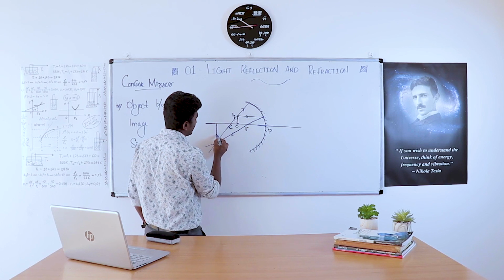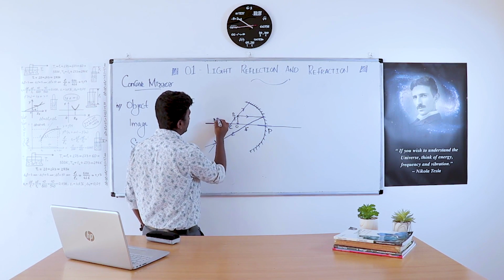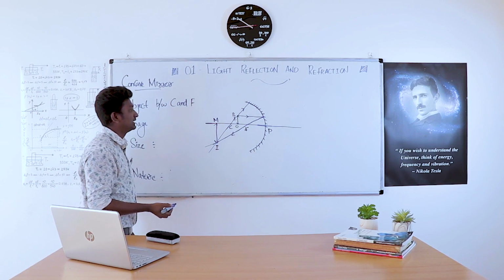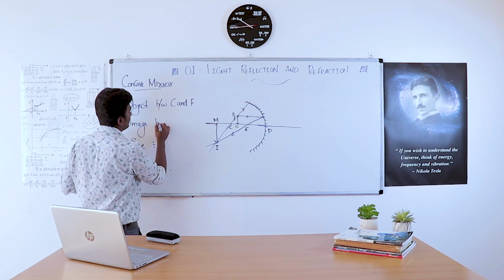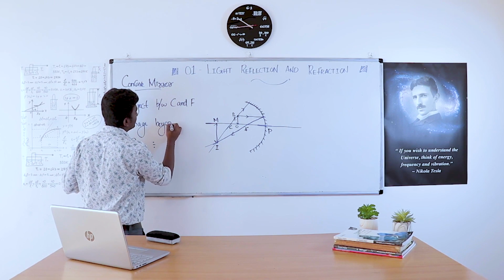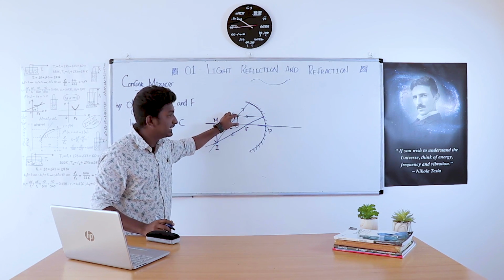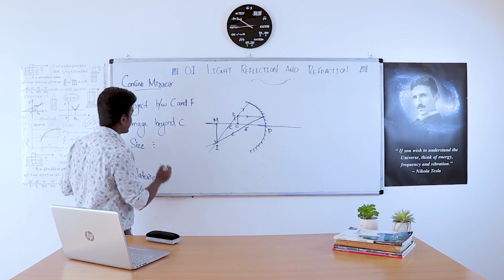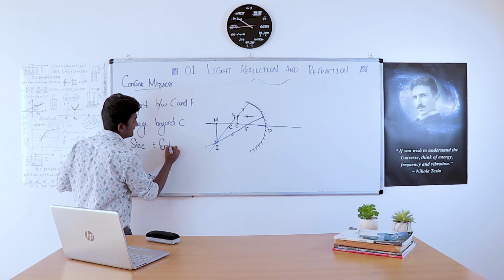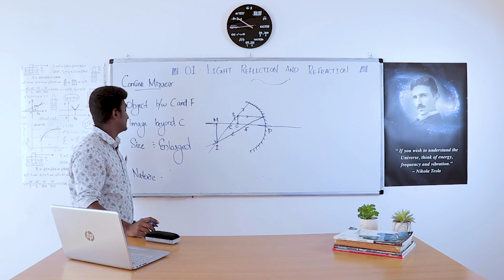Now where these rays meet: these rays meet together beyond C. So where is the image formed? The image is formed beyond C. Now look at the figure. This is the size of the object. This is the size of the image. From this figure itself, it is clear that the size of the image is enlarged.